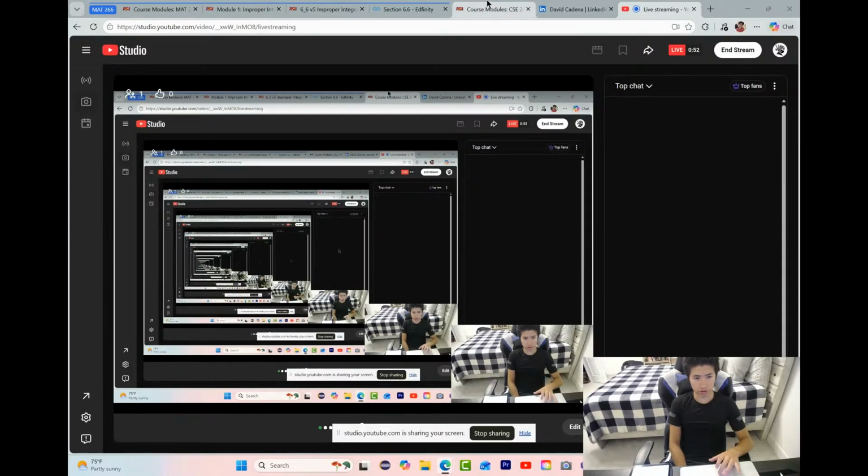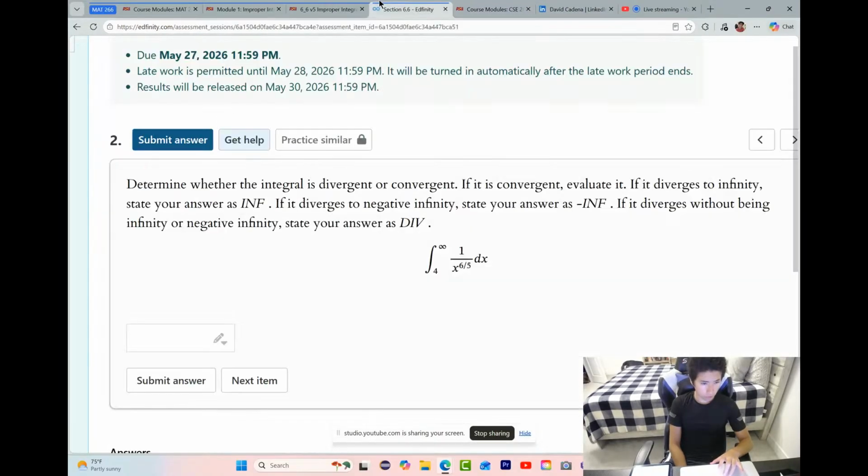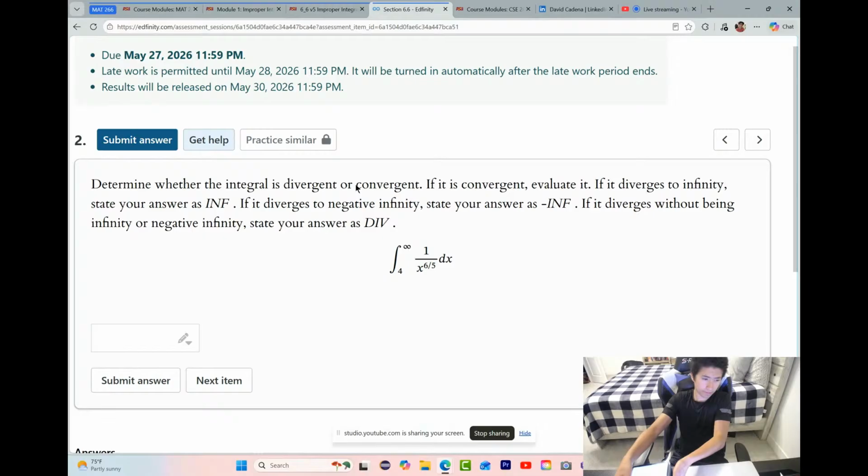Let's do this. How do we determine whether this is divergent or convergent? Well, first, divergent means it diverges to infinity, and convergent means it converges to a finite value. If it is convergent, evaluate it. If it is divergent to infinity, say your answer as inf. If it diverges to negative infinity, state it as negative inf. If it diverges without being infinity or negative infinity, say your answer as DAV.